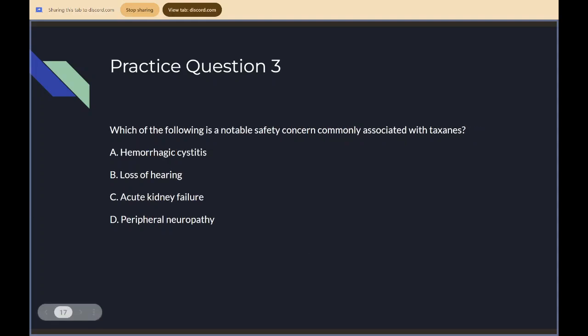So, which of the following is a notable safety concern commonly associated with taxanes? Choice A, hemorrhagic cystitis. Choice B, loss of hearing. Choice C, acute kidney failure. Choice D, peripheral neuropathy.